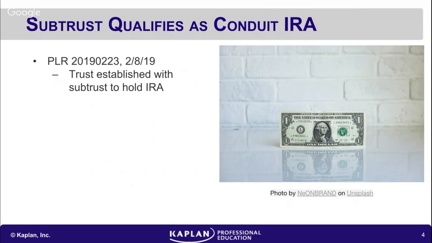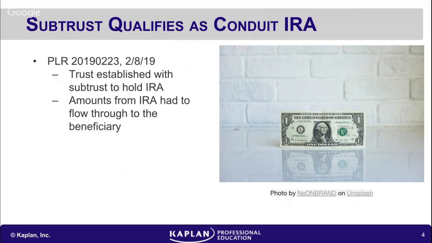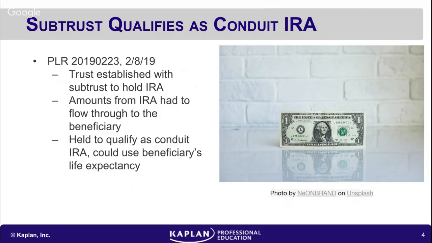Question was, can we use this? What we want to do is be able to use this to look through the trust, through the subtrust, grab the beneficiary as our designated beneficiary, and use their life expectancy for our distributions, preferably getting a much longer stretch out than we're going to get if we can't. So the IRA goes to this trust. The IRS ruled in this case that, yeah, this qualifies. The amounts have to flow through. Remember, we have this conduit, it has to flow through. The conduit could use the beneficiary's life expectancy.